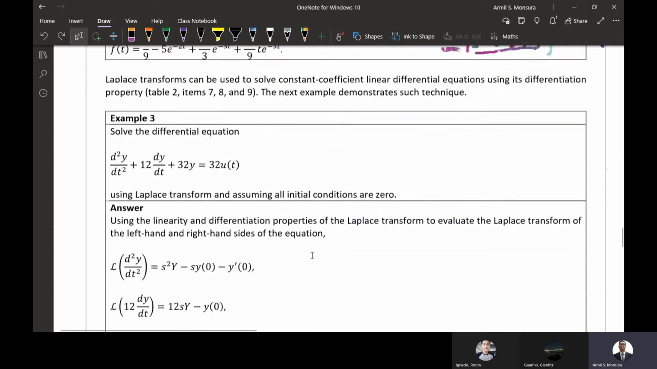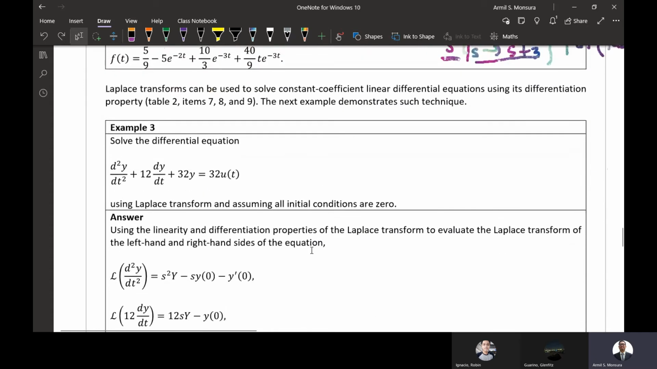So, Laplace's form can be used to solve constant coefficient linear differential equations using its differentiation property. Okay? So actually ito yung parang pinaka-power ng Laplace's form, especially in the context of system modeling. Okay? So ano yung sinasabi dito, table 2 items 7, 8, and 9.